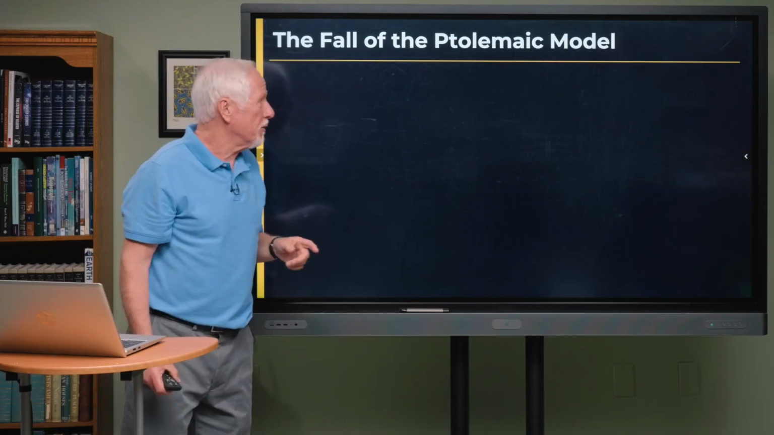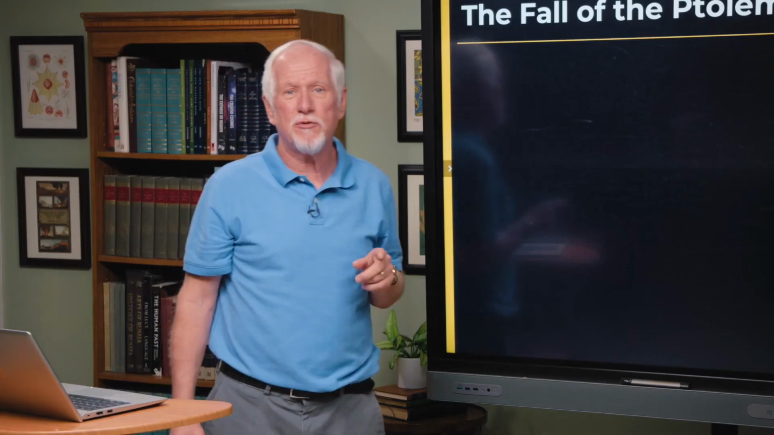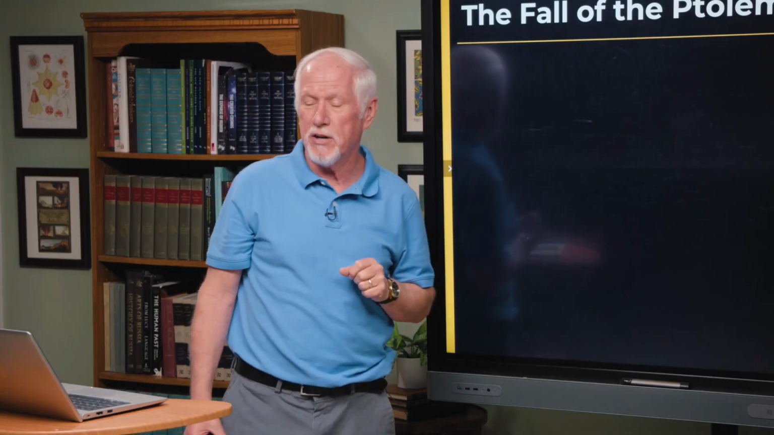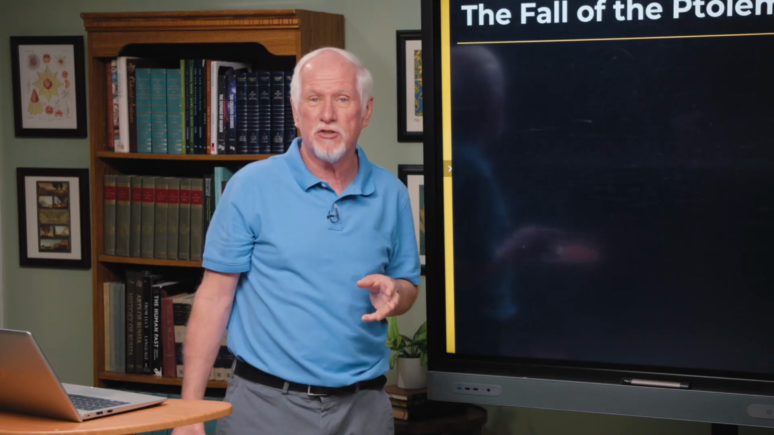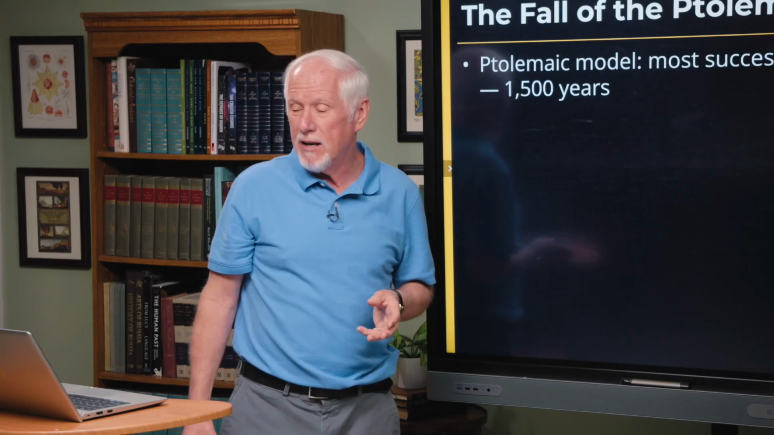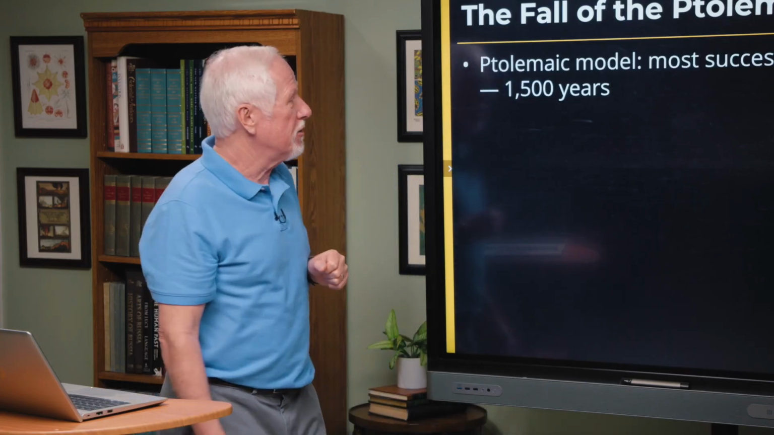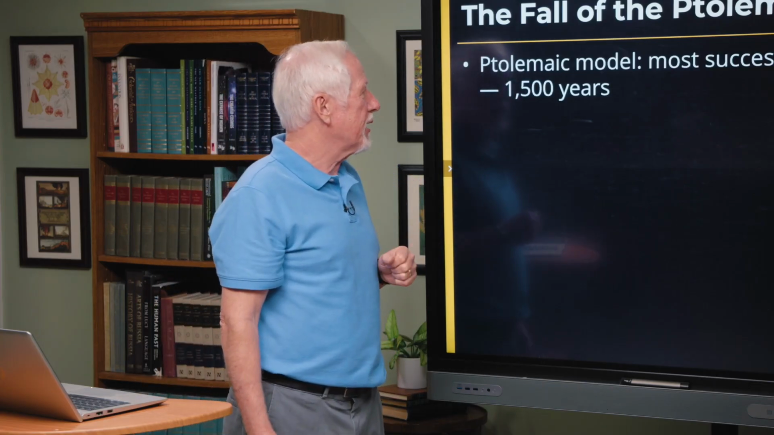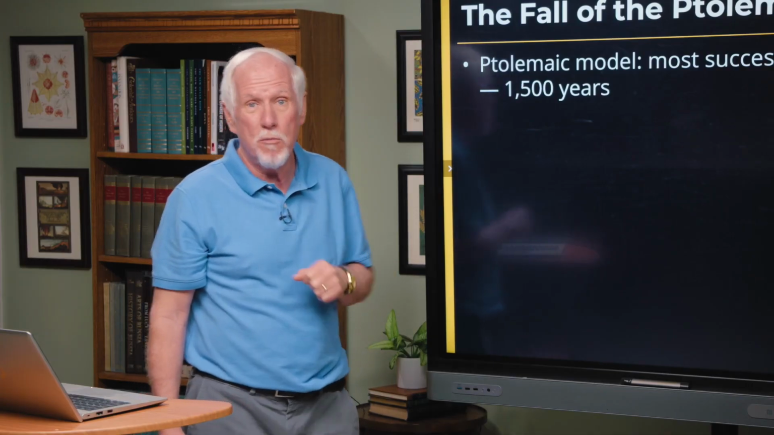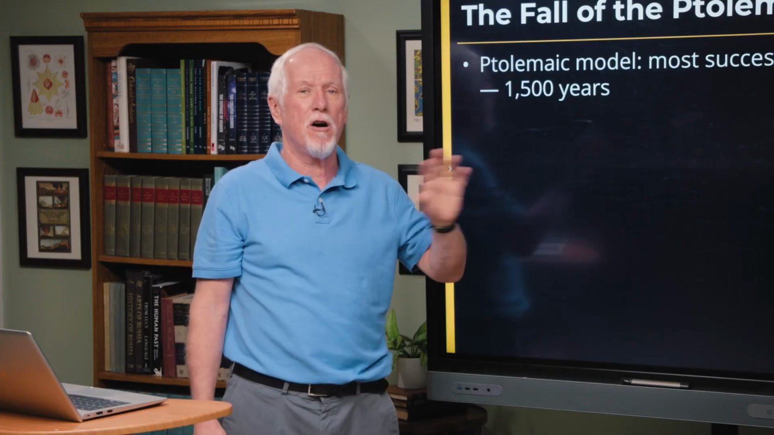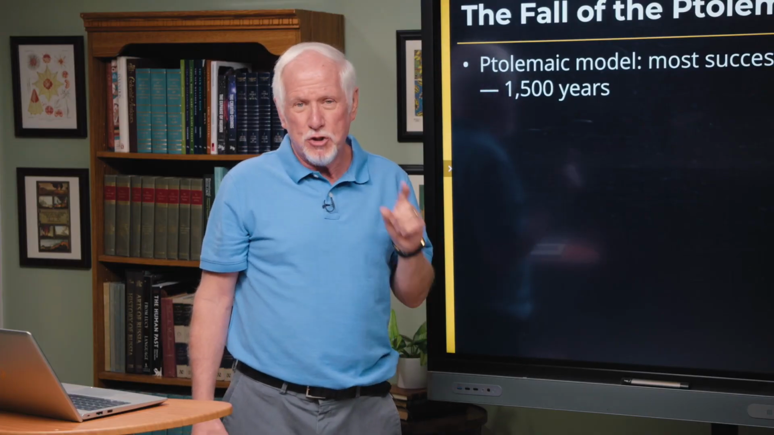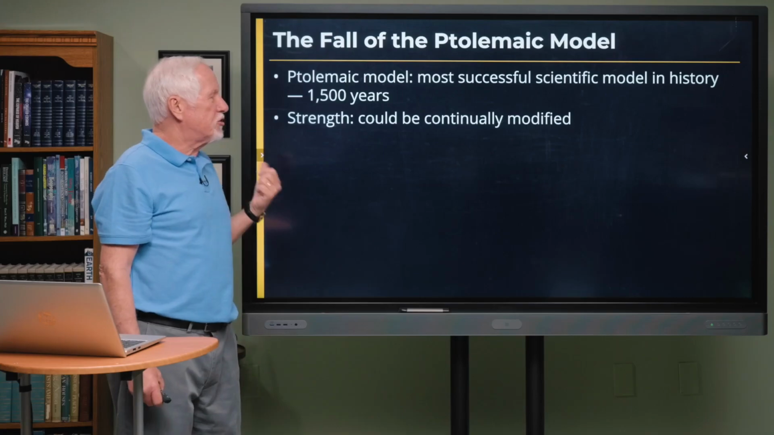The Ptolemaic model, I think, was the most successful theory in the history of all of science, if you measure it in terms of longevity, because it was written up in the early 2nd century AD, and it was accepted by and large until the early 17th century. So we've got 1,500 years of this model being accepted. That's a very long time. No model we have today, no theory we have today can match that in terms of longevity, not by a long shot. And the strength of the model is that it could be continually modified.